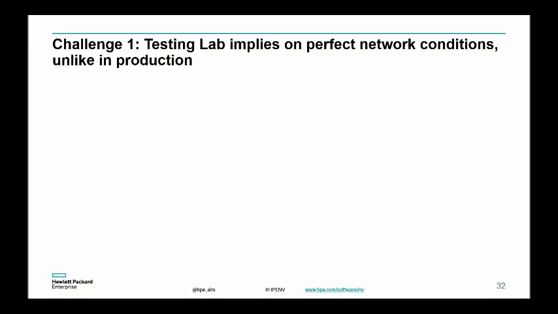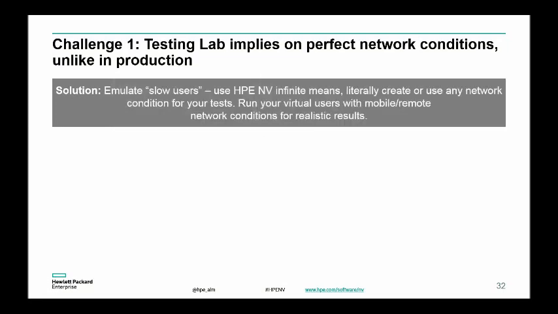So the first challenge is obviously the environment difference between production and testing lab. As a good tester, our goal is to mimic as much as we can the production environment. Sometimes we are neglecting those slow users that we just discussed, that we saw impacting our performance. The solution is to add network emulation as part of your tests, always. And HP network virtualization can literally create any network conditions you would like.